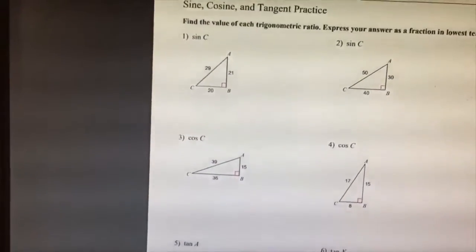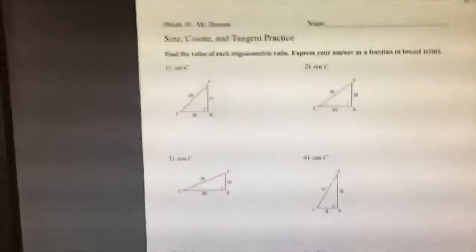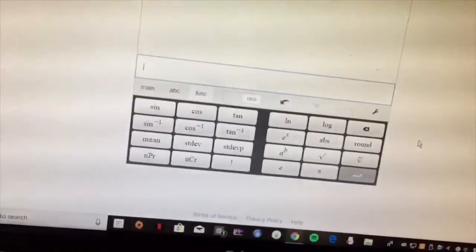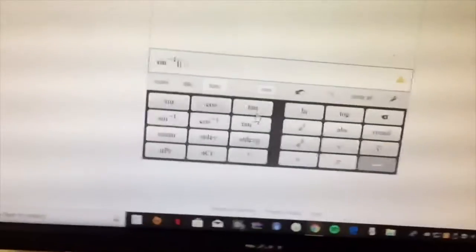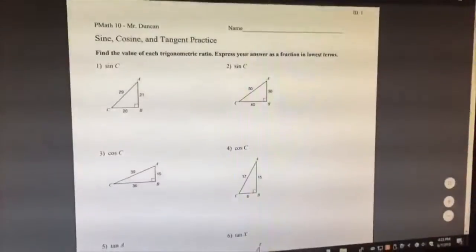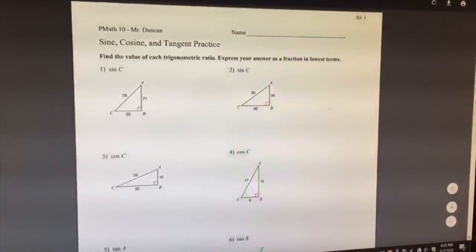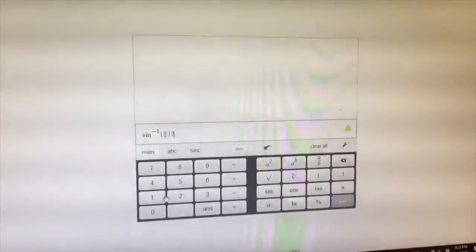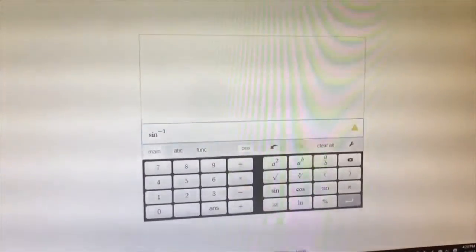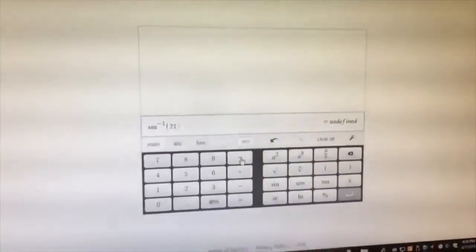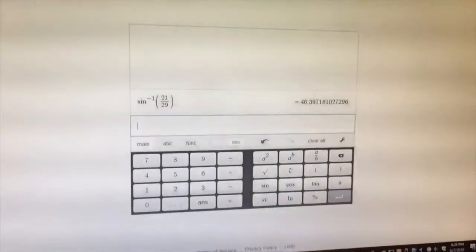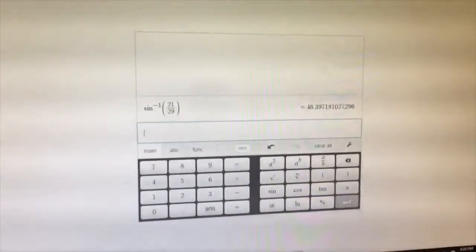For every inverse on the calculator, you want to do second and whatever the function is asking. So in this case, you would type in second and sine. My calculator doesn't have second, so I'd do sine inverse. In this problem, the opposite is 21 and the hypotenuse is 29. So you want to type in your opposite, 21, over the hypotenuse, which is 29. You should get 46 as the degree, rounded.